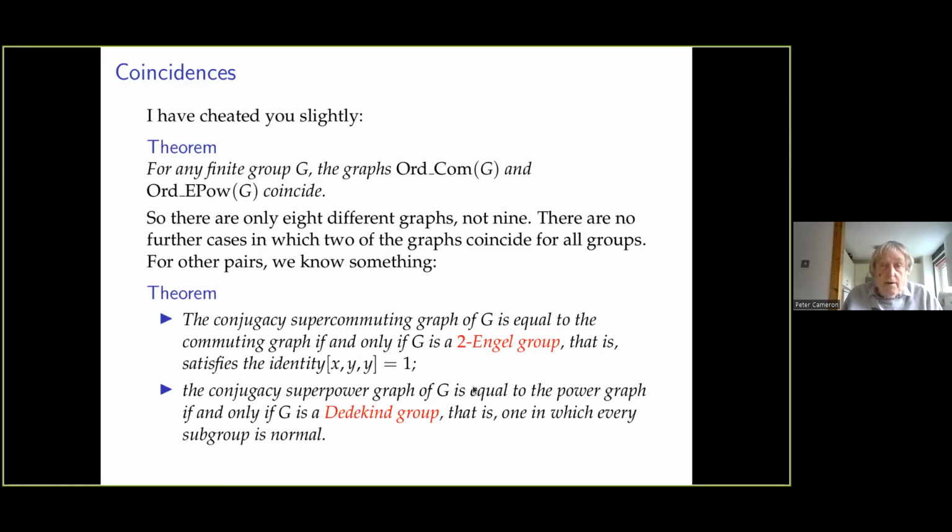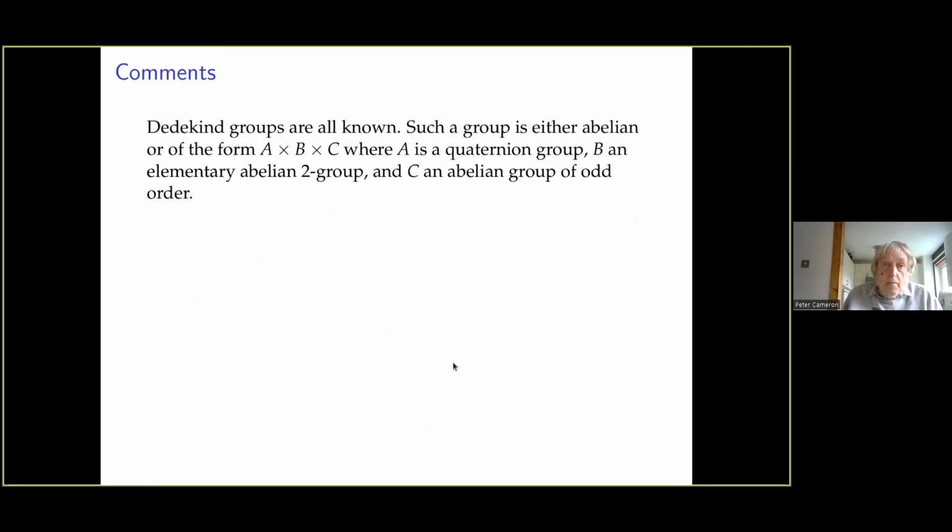And the conjugacy superpower graph is equal to the power graph if and only if G is a Dedekind group, a group in which every subgroup is normal. So straight away out of the box, we get two rather interesting classes of groups there. Dedekind groups are all known. There's no mystery about Dedekind groups. They must be either abelian, or of the form A × B × C, where A is the quaternion group of order 8, B is an elementary abelian 2-group, and C is an abelian group of odd order.